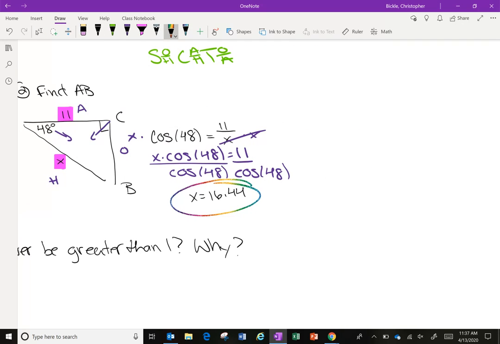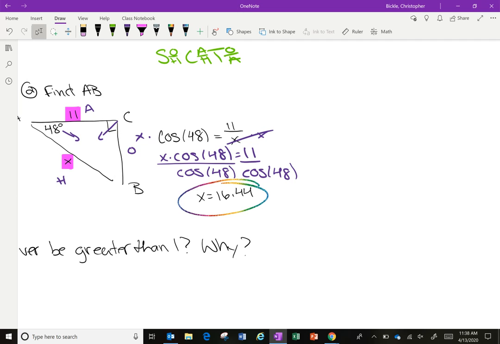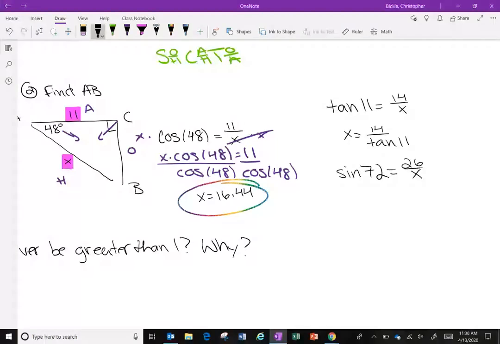When you're working with these trig functions, I'm just making up values here, but if you've got an equation that says the tangent of 11 equals 14 over x, your answer, x, is equal to 14 divided by the tangent of 11. If you have the sine of 72 equals 26 over x, when you solve that, you're going to end up with x equals 26 divided by the sine of 72. You're always going to multiply through by that x and divide through by the trig function. So if you just want to flip those two values, you can, okay?